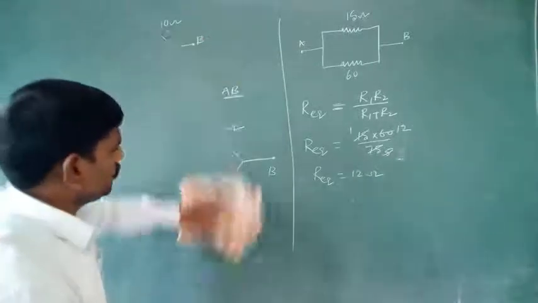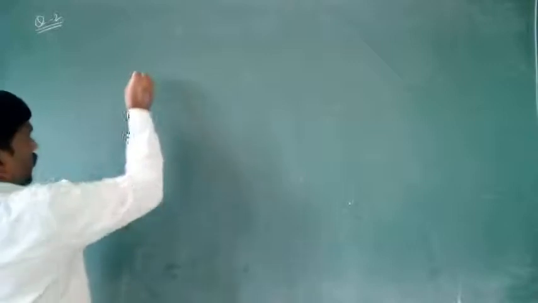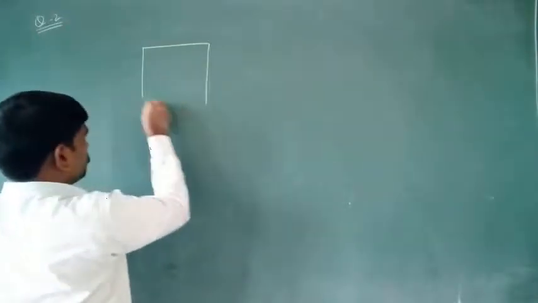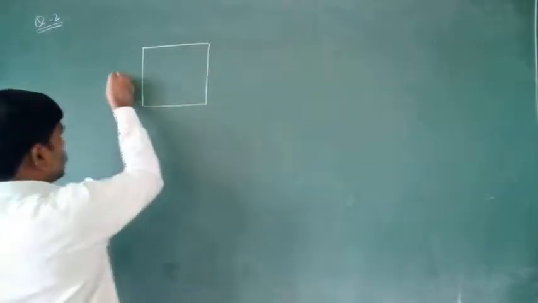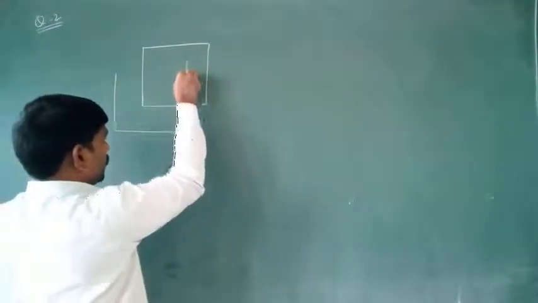Next one is how to use the Kirchhoff laws, in case of problem number 2. Here we are taking one cube. This is the one cube. Here 12 resistors are connected like a cube.